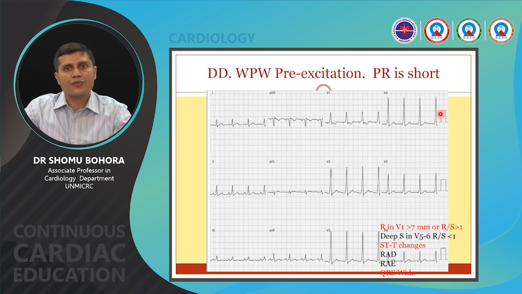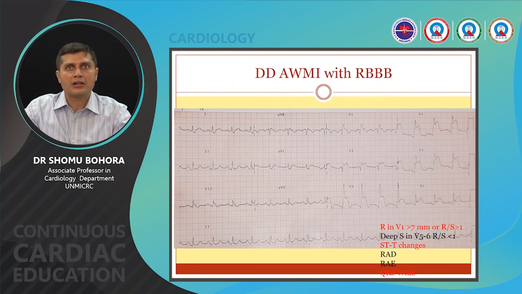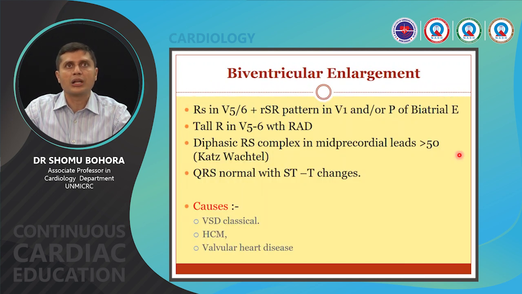You have to differentiate it from WPW pre-excitation, especially a left-sided pathway, where you can have an RBBB pattern which may give a pseudo chance that you have an RVH or an MI pattern, especially posterior wall MI. Biventricular enlargement is seen in shunt lesions, hypertrophic cardiomyopathy, or valvular heart disease. Here you can have a combination of voltage LVH criteria with right axis deviation, or patients having RVH with left axis deviation or biatrial enlargement.